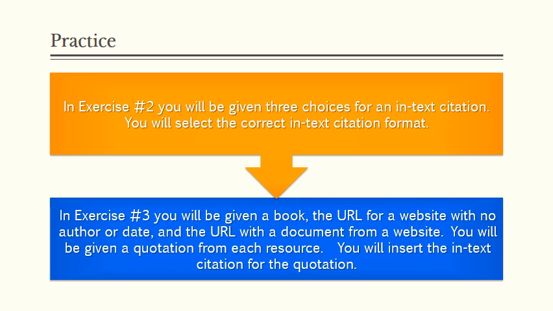Exercise 3 gives you books, the URLs for websites with no author, and the URLs for documents from a website. You will complete a resource information sheet for each resource. Given a list of quotations from each resource, you will complete the in-text citation. You will turn in the resource information sheets for each resource and the Google Doc for Exercise 3, which has the quotations and your in-text citations.